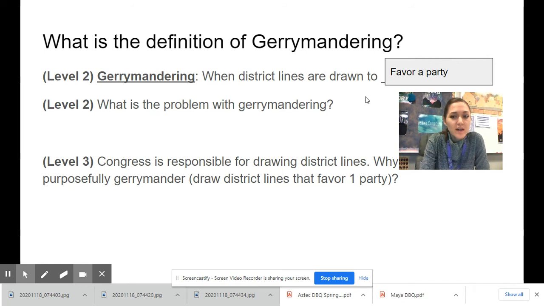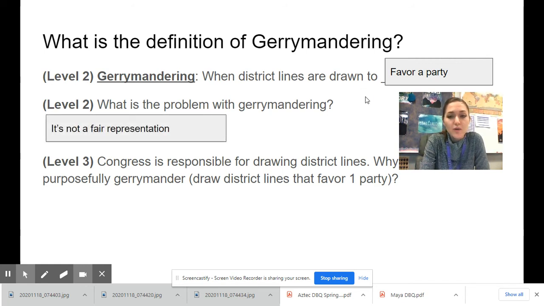All right, if you said anything about it being unequal or unfair, you're absolutely right. Gerrymandering leads to unfair representation. So the population in that district or in that state is not being represented fairly. In the first example, we saw that Republicans' voices weren't being heard at all. In the second example, Democrats' voices were being heard, but even though they were the majority of the population in the state, they were made the minority of voice or vote because of gerrymandering those district lines.